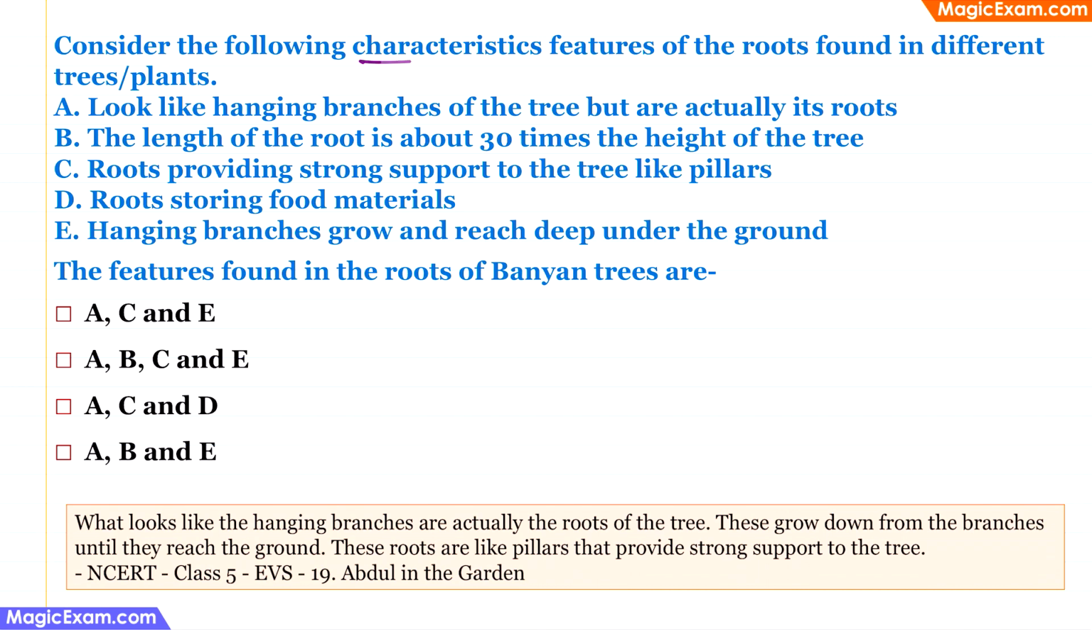Consider the following characteristic features of roots found in different trees and plants. So we have been given 5 statements and we have to identify which of these statements are correct with respect to banyan trees. The first one says, looks like hanging branches of the tree, but they are actually its roots. This is correct because if you look at a banyan tree, you'll see branch-like structures which are growing from the branches, but they are going towards the ground. They are hanging from the branches and they either are hanging in the air or they will eventually touch the ground and grow into the ground.